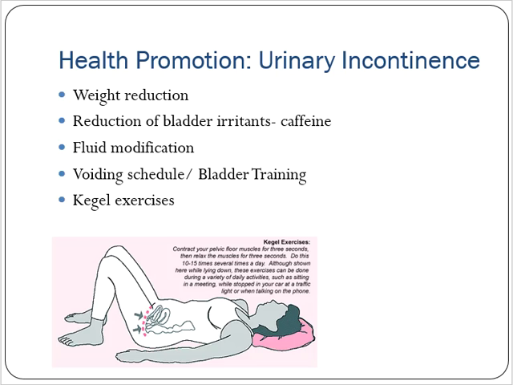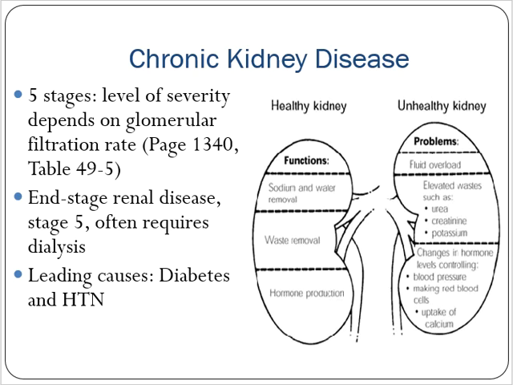We talked about acute kidney disease in class, and now I want to talk about chronic kidney disease and end-stage renal failure. Chronic kidney disease is progressive, irreversible damage to the nephrons in both of the kidneys. There are 5 stages. The level of severity depends on the GFR. End-stage renal disease, known as stage 5, often requires dialysis.